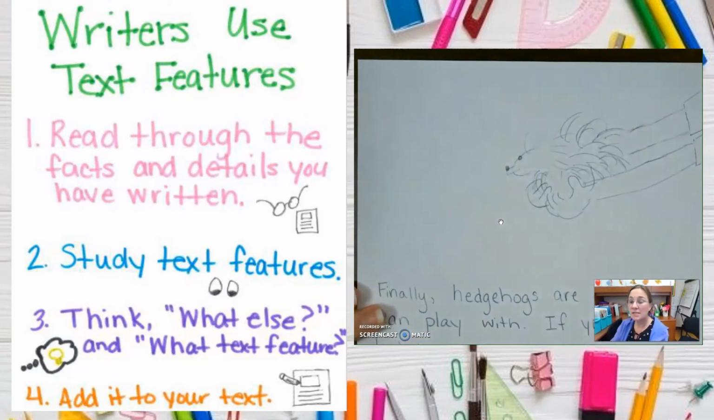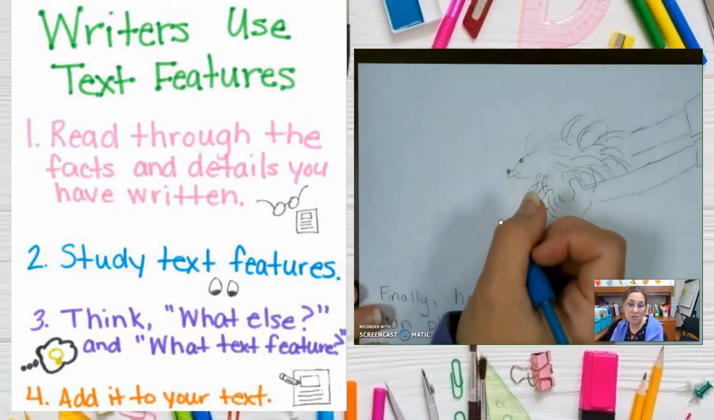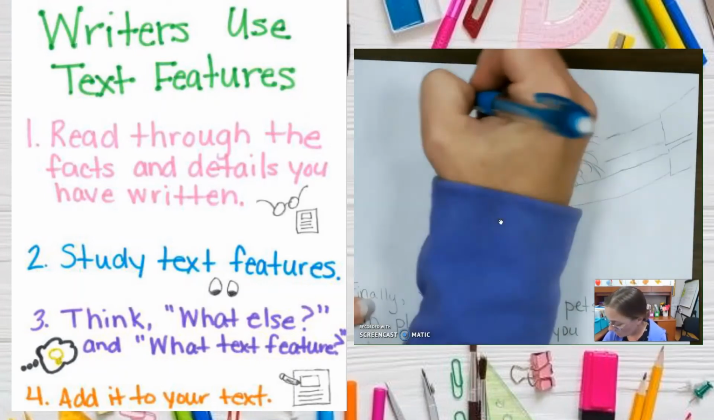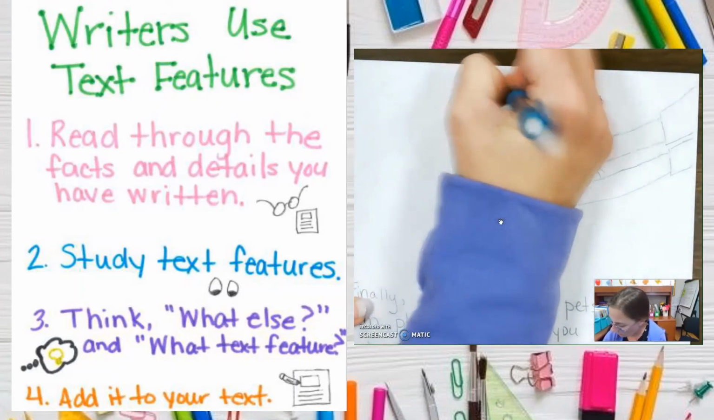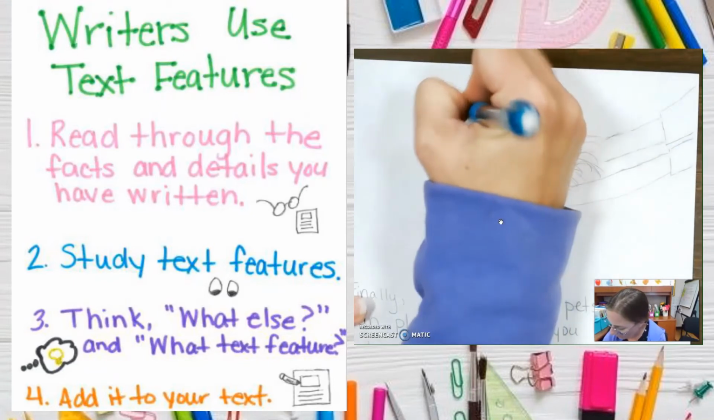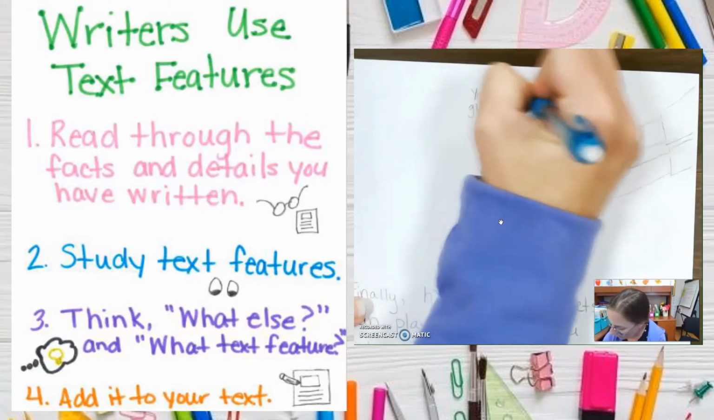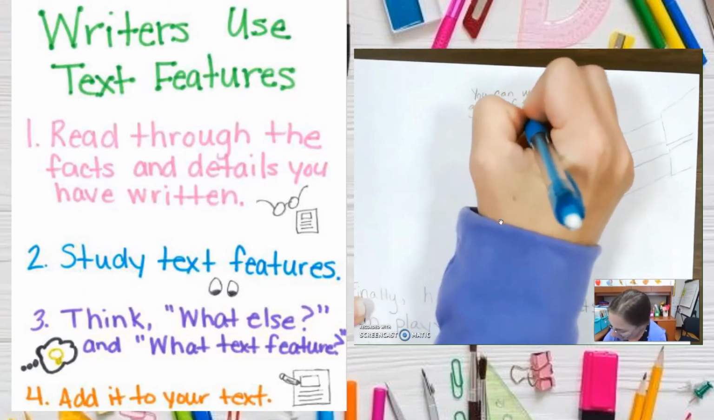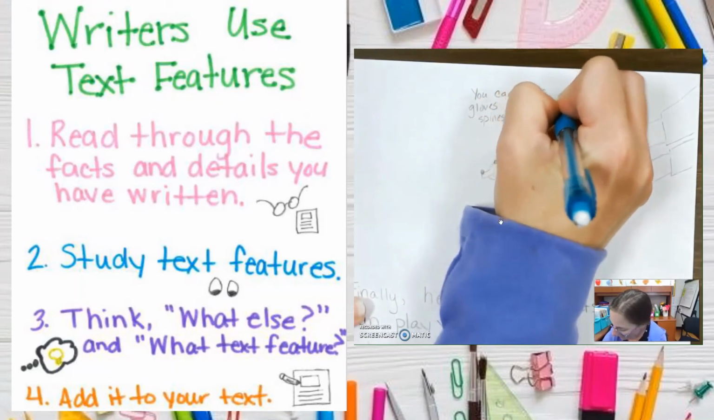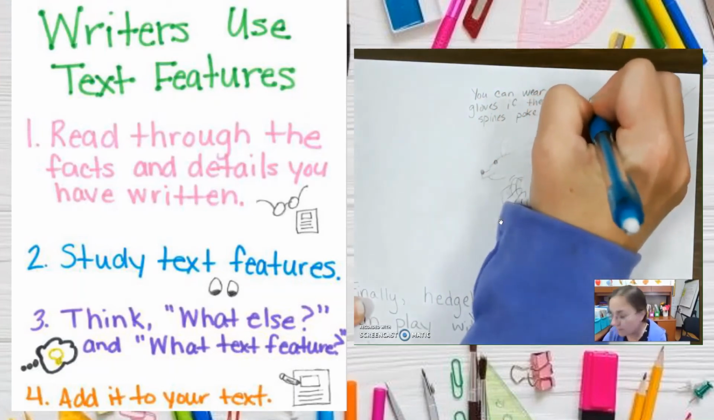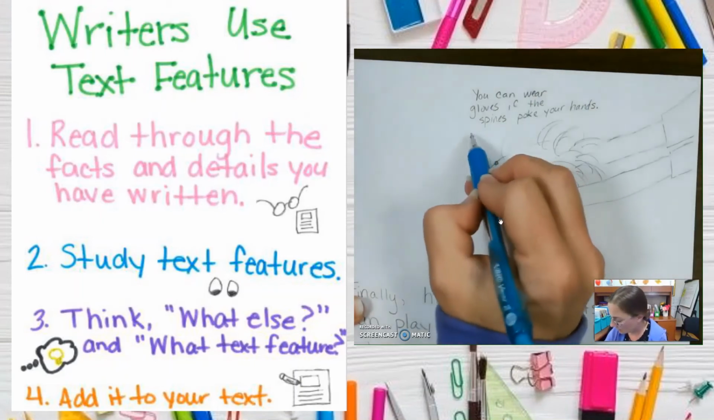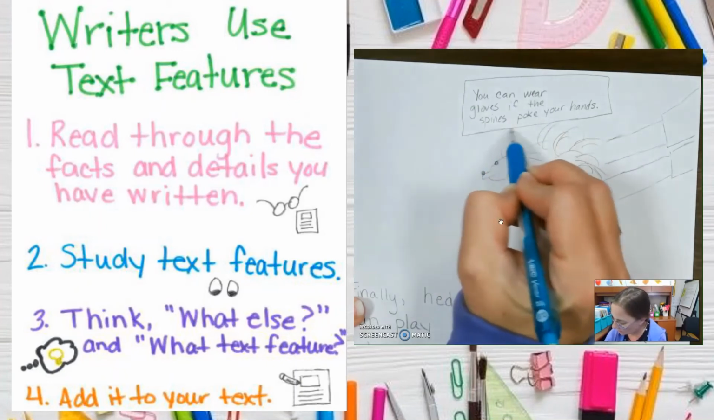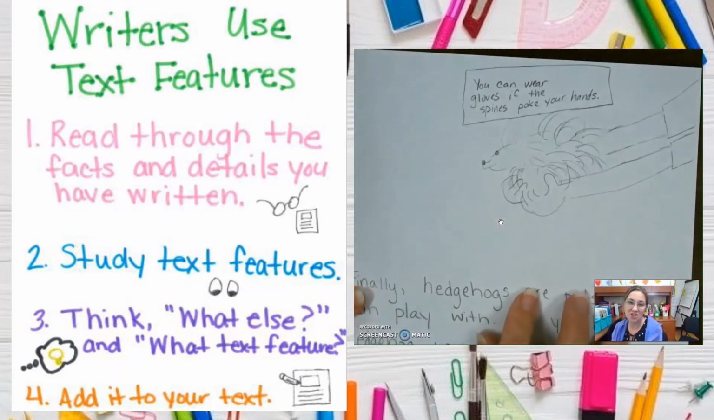Remember, a caption is a sentence or a few sentences next to an illustration or photograph that tell more about it. So that's what I'm going to add now. You can wear gloves if the spines poke your hands. You don't have to wear gloves, but you can. And I'm going to put my caption into a box so that I know that it's a little bit separate than the illustration. It kind of draws my reader's attention.